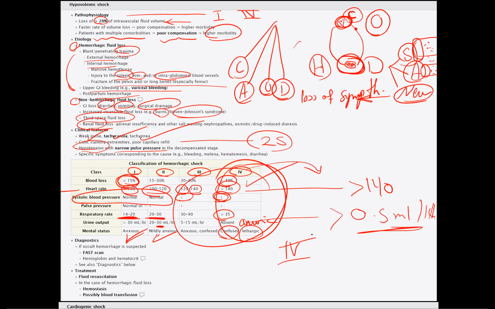We have to first detect where the blood is coming from to stop it. So we have to do ABCDE according to the ATLS protocol, and search for the cause of bleeding using ABCDE, exposure, then FAST scan, and hemoglobin or hematocrit. Okay? Treatment by fluid resuscitation and early consideration for blood. Okay?